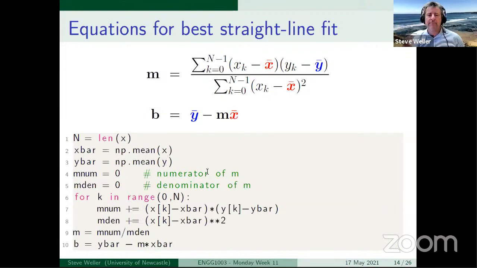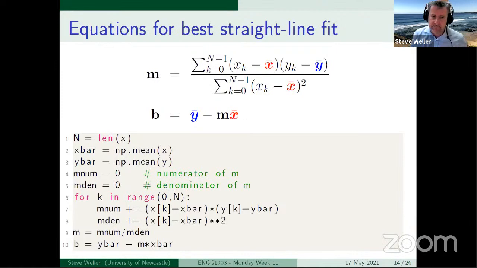Once we've computed M, computing the B, the offset, is straightforward. It's the average value of the Y array minus the M that we've just calculated times the average value of the X array. So they're the equations. Let's look at the code.